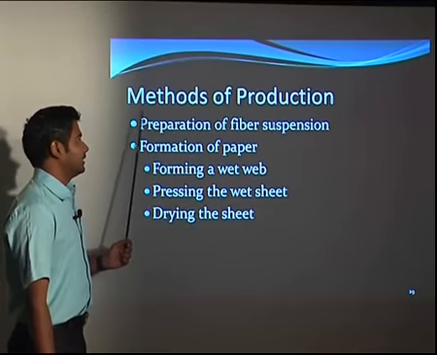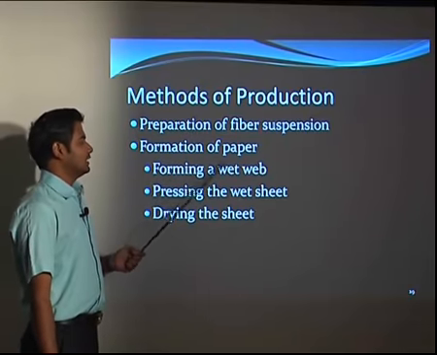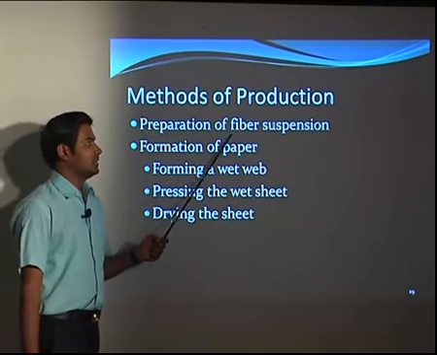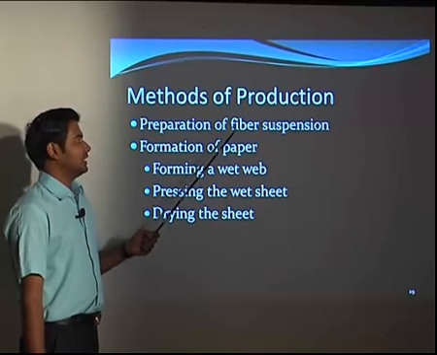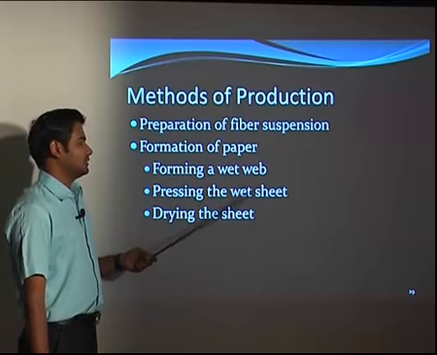Then there are the methods of production. It will take the following parts. First, preparation of fiber suspension. The pulp that we are getting will be suspended, and we can have the fiber suspension. Then formation of paper takes place via this route.